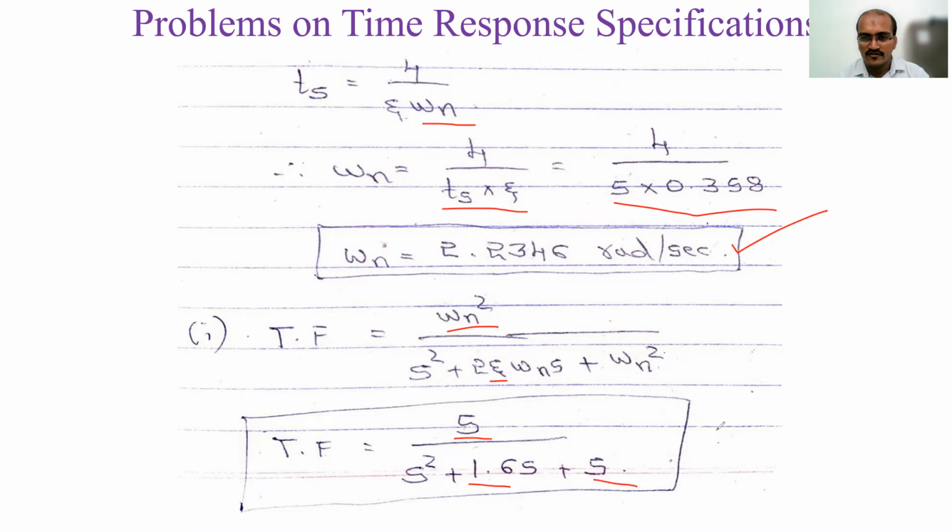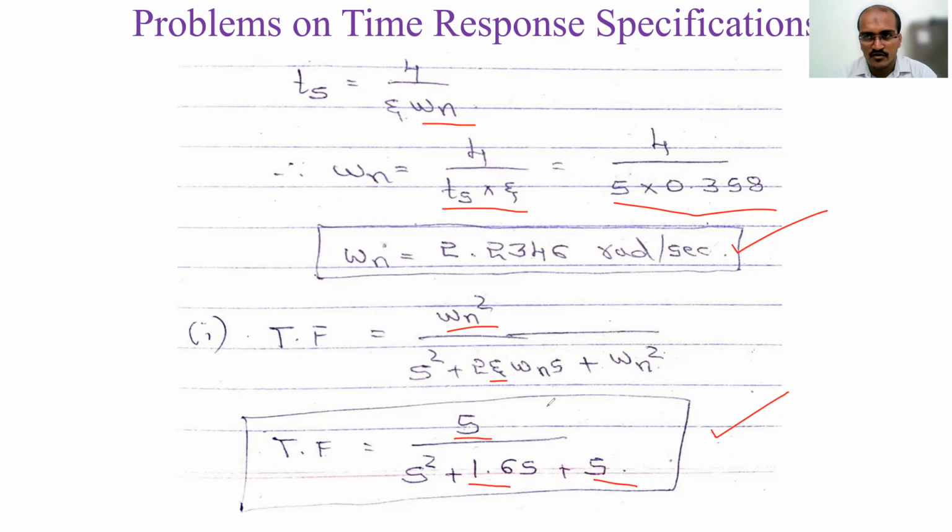Okay, so you got the first answer, the transfer function. This is completely different from the first three sets of problems. In those, a system is given, you derive the transfer function, compare it with the standard one, and from that you determine the omega n and zeta values.